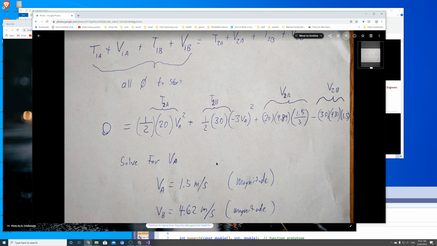Okay, and that's basically it. That's how you would do it, or one of the approaches, because it's really dependent upon where you pick your datum point, how you're going to set up this equation. But numerically, it's going to come out to be the same, regardless of where that datum point or your zero reference point is.